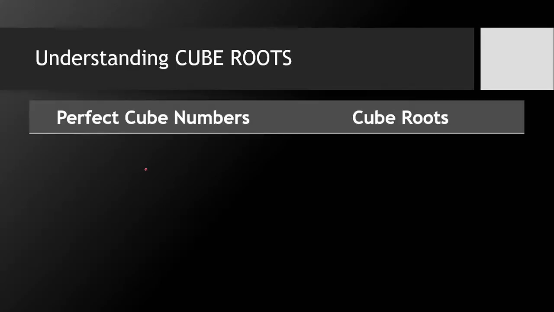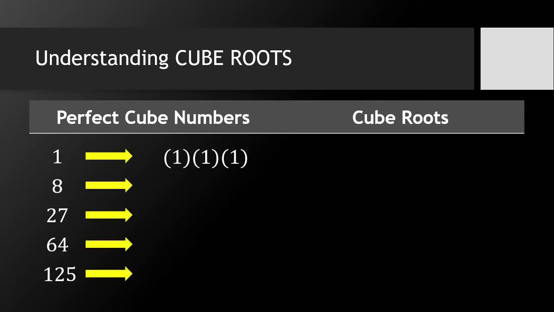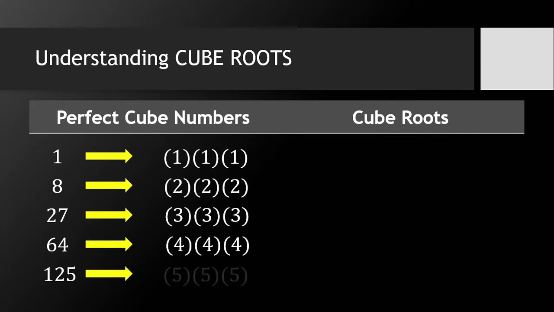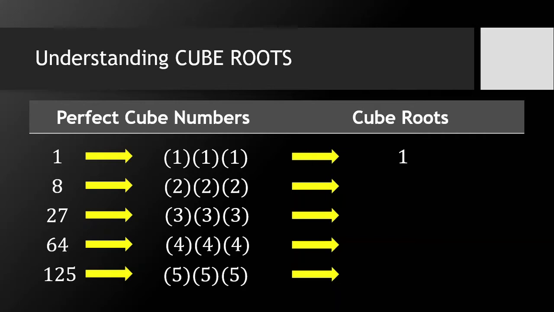Now what are cube roots? Let us try to understand them. Earlier we listed the first 5 perfect cube numbers: 1, 8, 27, 64, and 125, which are the result of multiplying a number 3 times to itself. These perfect cube numbers can be extracted with cube roots. For 1, the cube root is 1. For 8, the cube root is 2. For 27, the cube root is 3. For 64, the cube root is 4. And for 125, the cube root is 5. So basically, these cube roots, when multiplied 3 times to itself, will be equal to the perfect cube numbers that we have listed earlier.